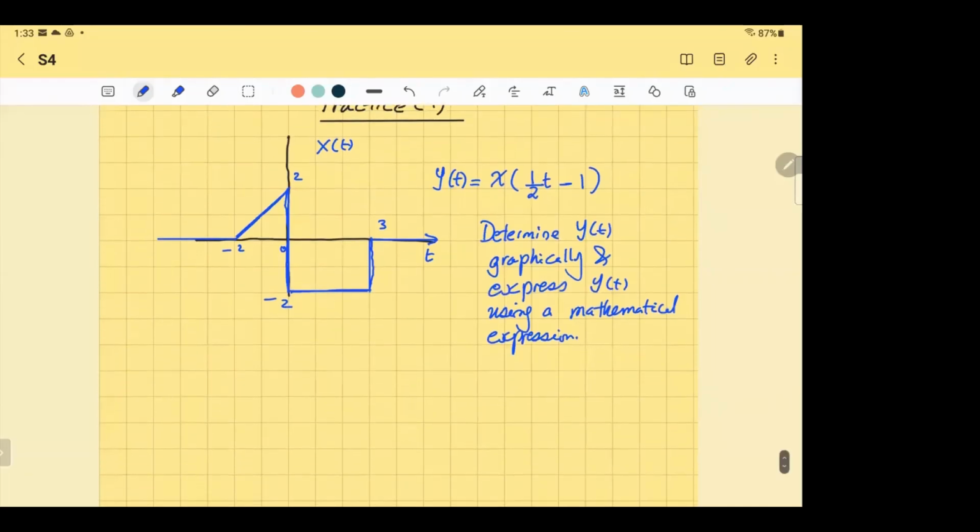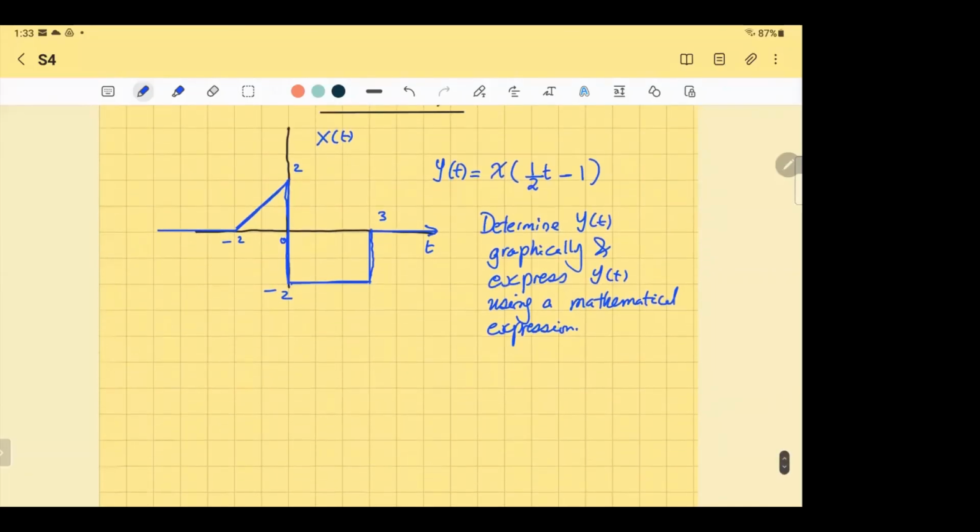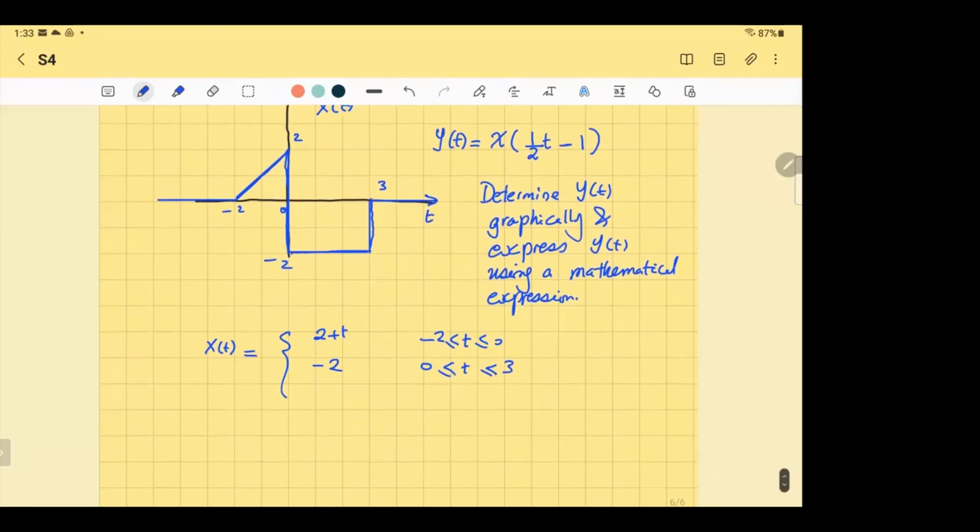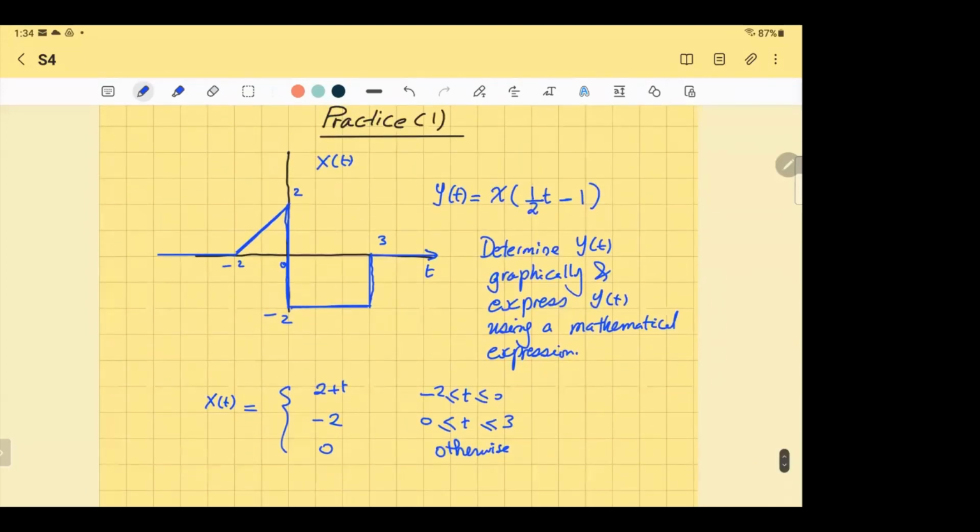I will write the mathematical expression for x of t, so you will know how to do the rest. X of t is expressed, for the first part from negative 2 to 0, as a straight line equal to plus t, and you can check it. For t greater than or equal to 0 and less than 3, it's equal to -2. For the rest of the graph, it's equal to 0. So that's the mathematical expression of x of t. After you find the compound, y of t, express it mathematically too, after you do the graph.